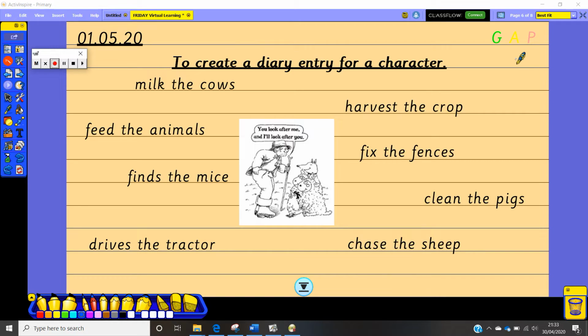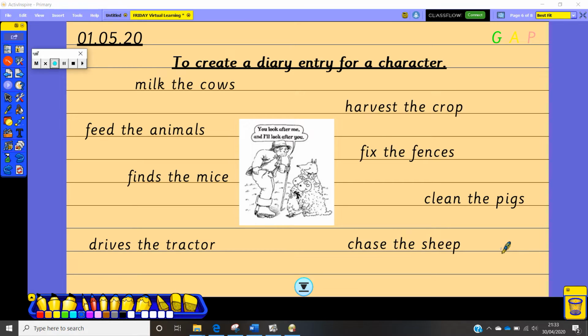the farm. So here are some examples of the work that he might do whilst he's around the farm. He might milk the cows, he might be feeding the animals, he finds the mice, which is why Mossop's in lots of trouble, he drives the tractor, he harvests the crop, he fixes the fences, cleans the pigs, and he chases the sheep with a little bit of help from Jigger.